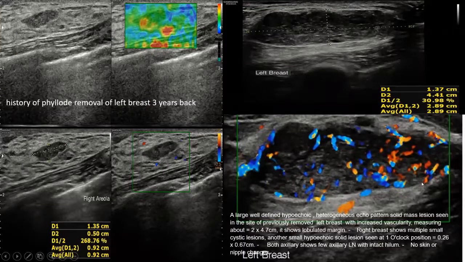And look now, that one is vascular. Highly vascular, and usually phyllodes is characterized by high vascularity. But even the cellular fibroadenoma is also highly vascular. And the other breasts also contain multiple similar lesions, which on elastography appear relatively hard, or stiff.